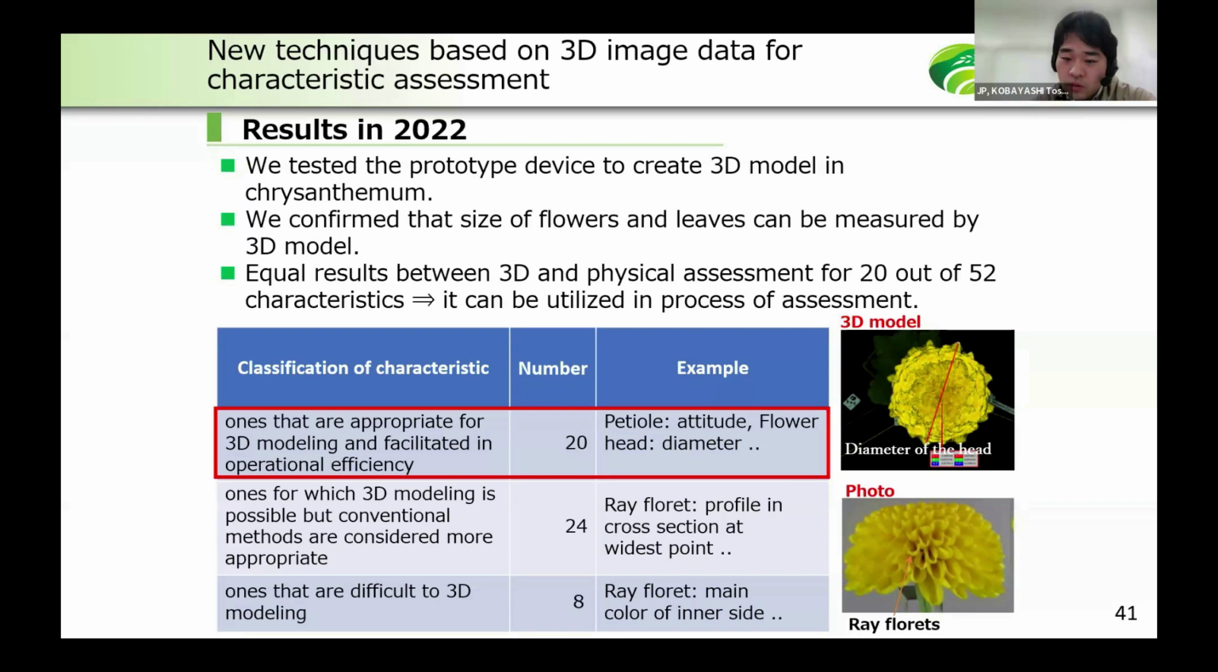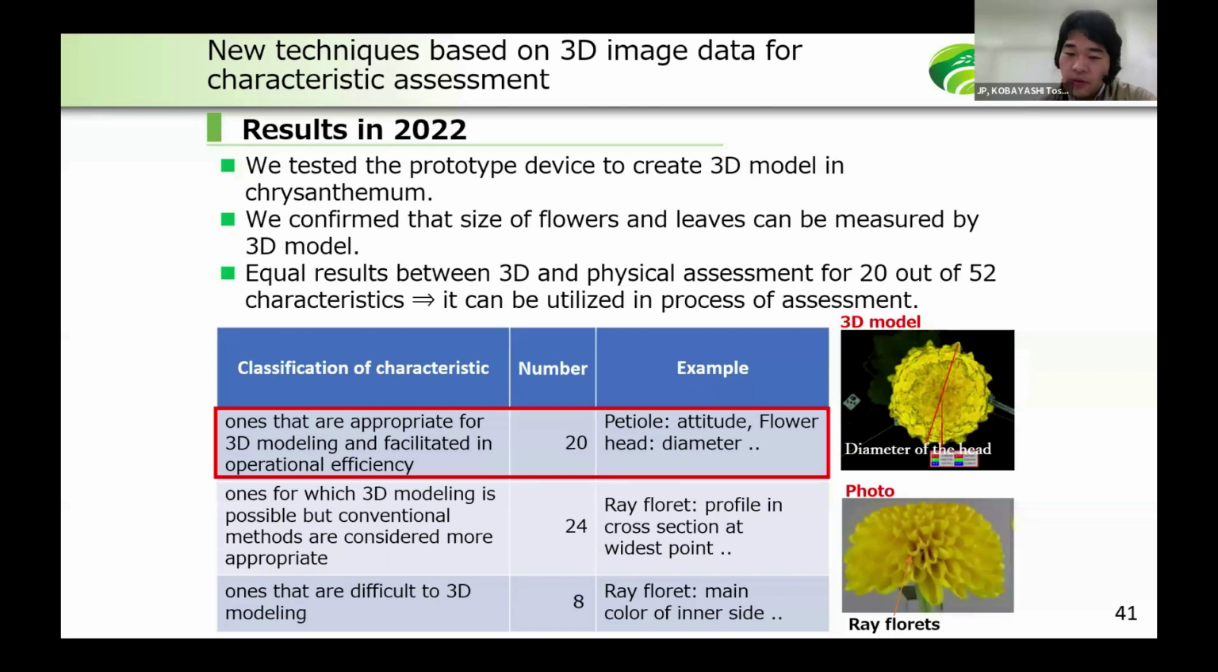for 20 out of 52 characteristics in the standard type of chrysanthemum of the DUS test. This means that the 3D model can be utilized in the process of assessment for certain characteristics. For example, petal attitude, flower head diameter, and so on.